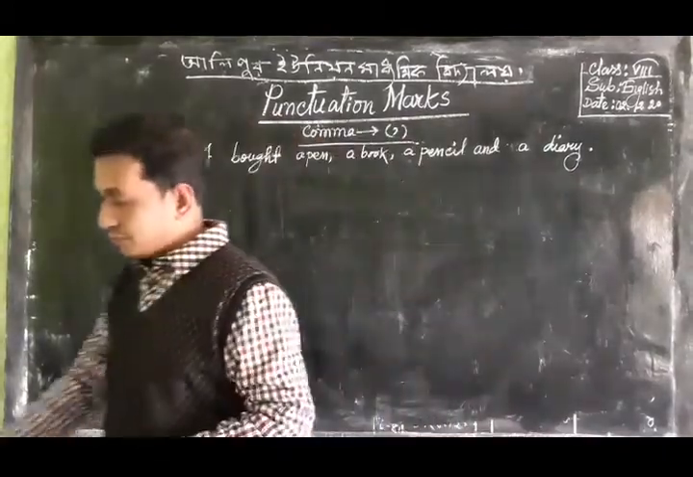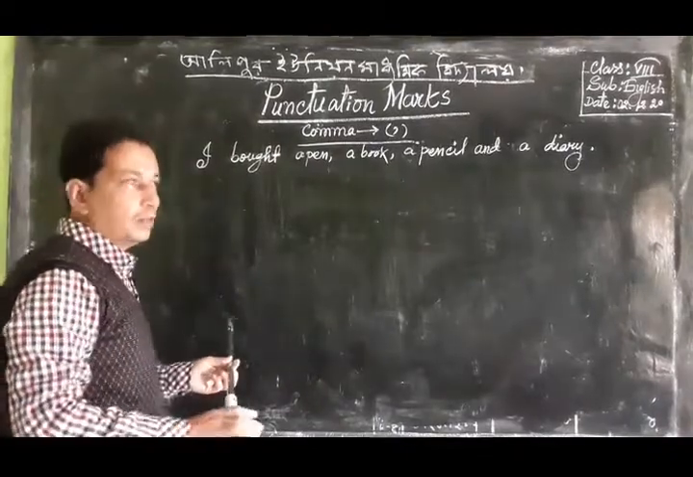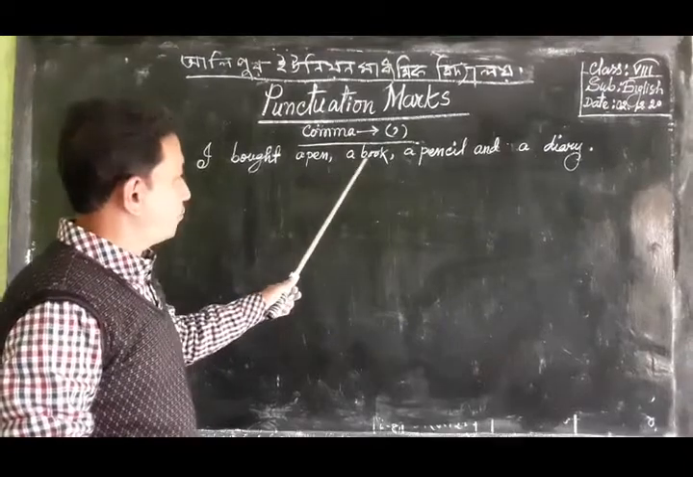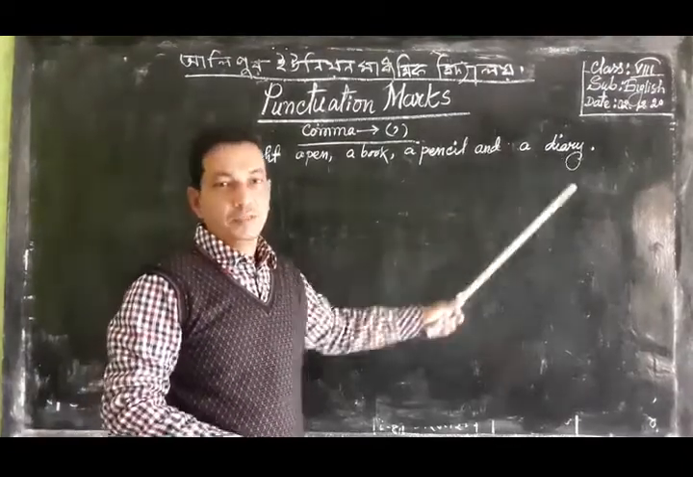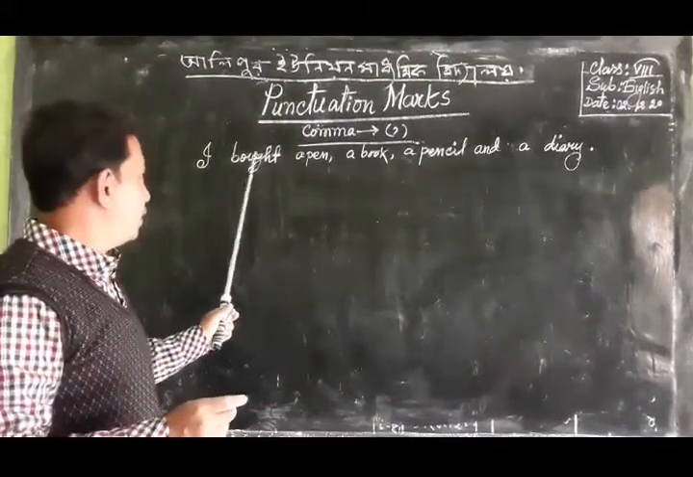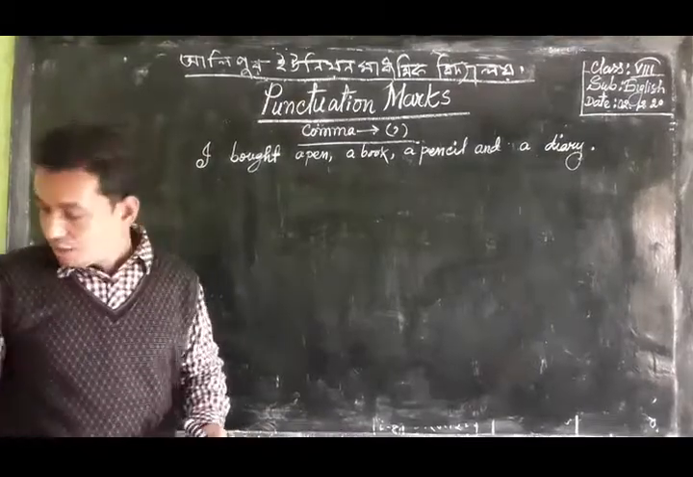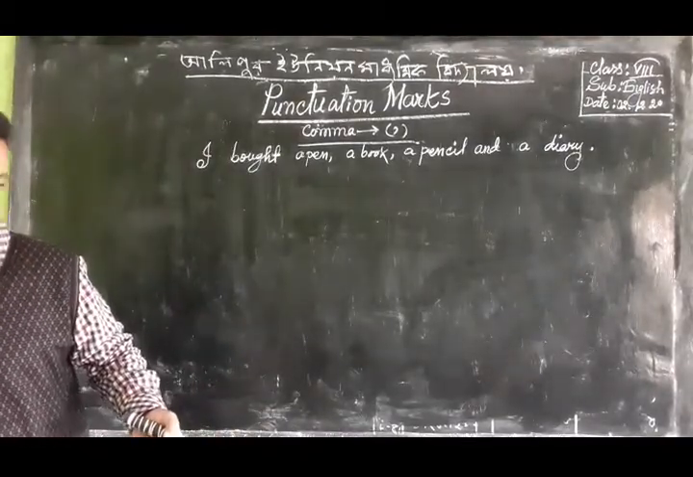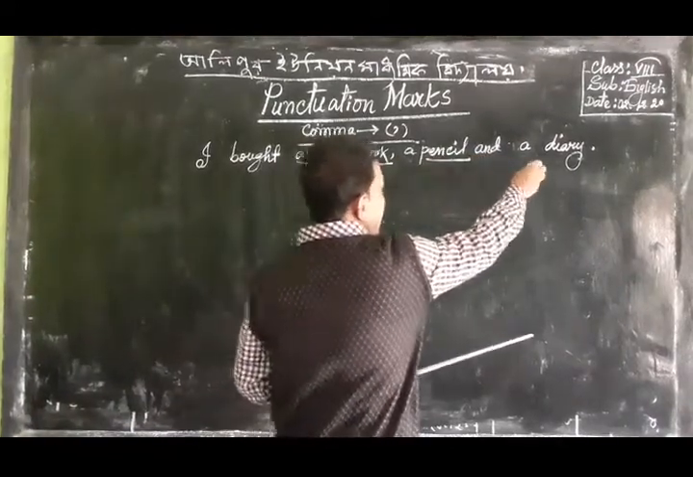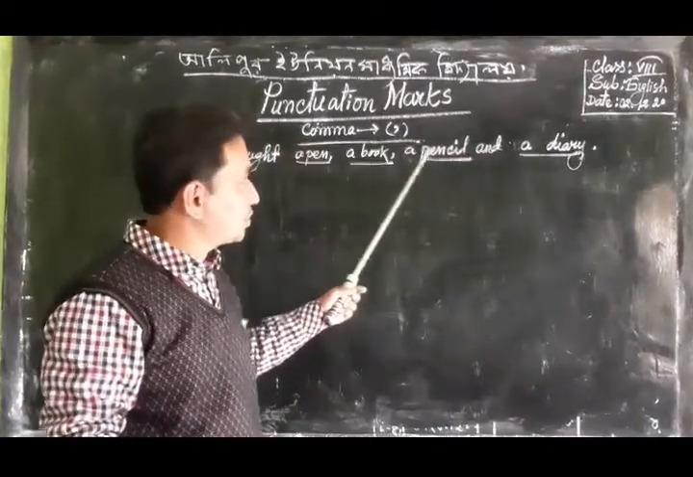Dear learner, observe the writing I have written on the blackboard. I bought a pen, a book, a pencil and a diary. Dear learner, observe the sentence very carefully. I have taken so many words in the same part of speech, such as a pen, a book, a pencil and a diary. These are the same part of speech and they are called noun.